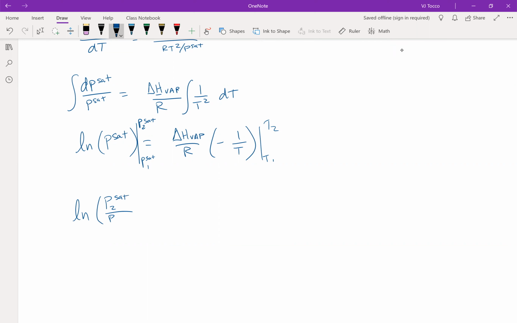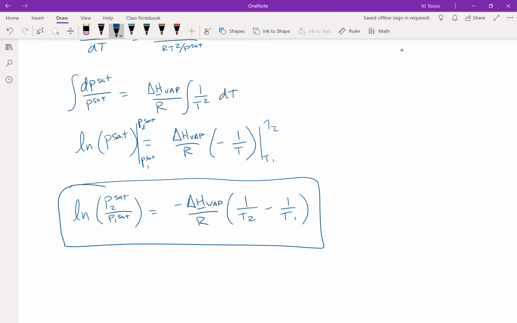So ln of P sat 2 over P sat 1 is equal to minus delta HV over R, parentheses 1 over T2 minus 1 over T1. This, as I said, is the Clausius-Clapeyron equation.